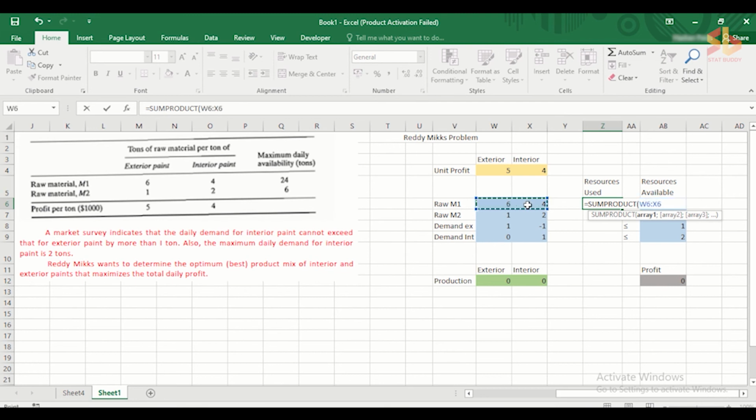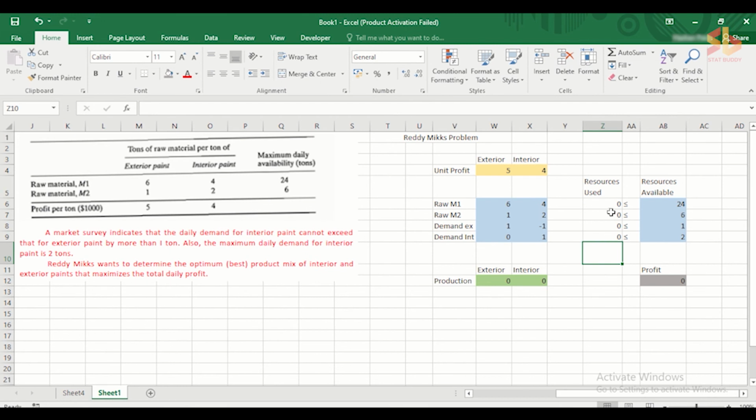My first array is 6 and 4, and I need to multiply those with the production values. You can see once you define the cell range, it will indicate the name of this. So I have to define these four cells using SUMPRODUCT, which means the product of these two cells and these two cells, and get the summation for this row and this row, for this row and this row. Let's fill those things in.